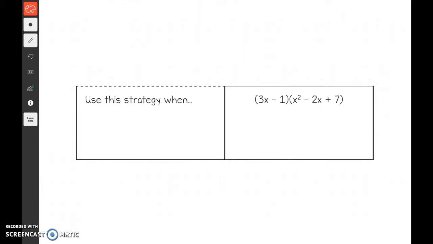Now, when do we use the box strategy? All right, when do we use the box strategy? This one will be when we're multiplying any polynomial.